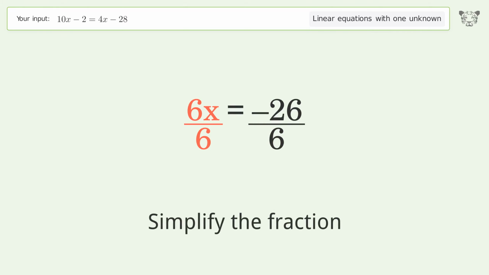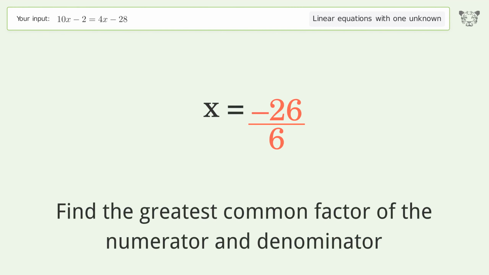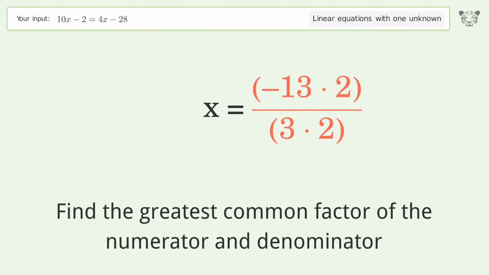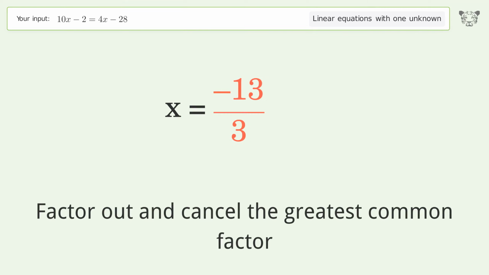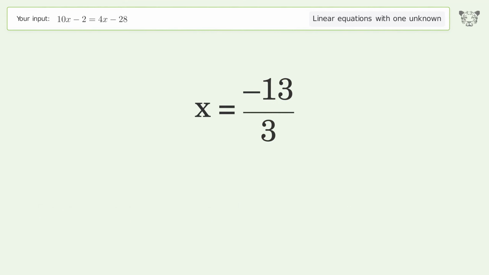Simplify the fraction. Find the greatest common factor of the numerator and denominator. Factor out and cancel the greatest common factor. And so the final result is x equals -13/3.